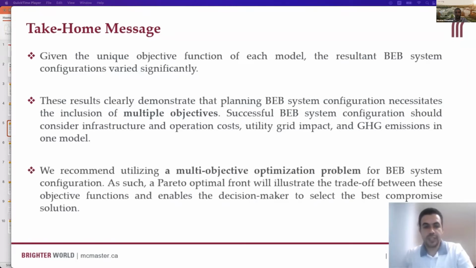Therefore, we recommend utilizing a multi-objective optimization problem for battery electric bus system configuration because the Pareto optimal front produced by the multi-objective optimization will illustrate the trade-off between these conflicting objective functions and will enable the decision maker to select the best compromise solution.